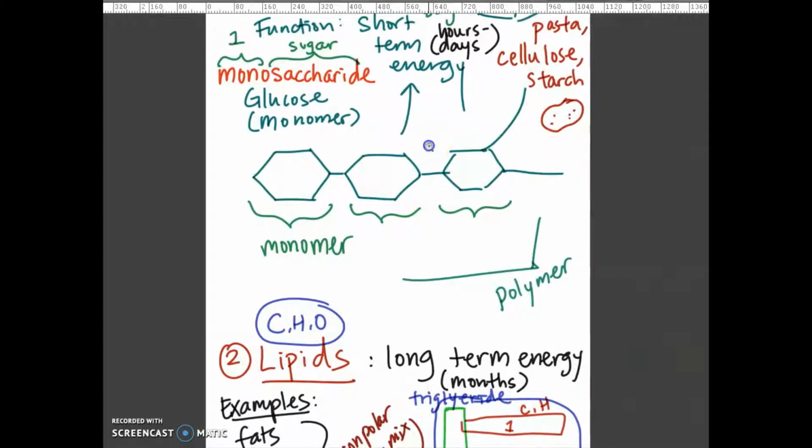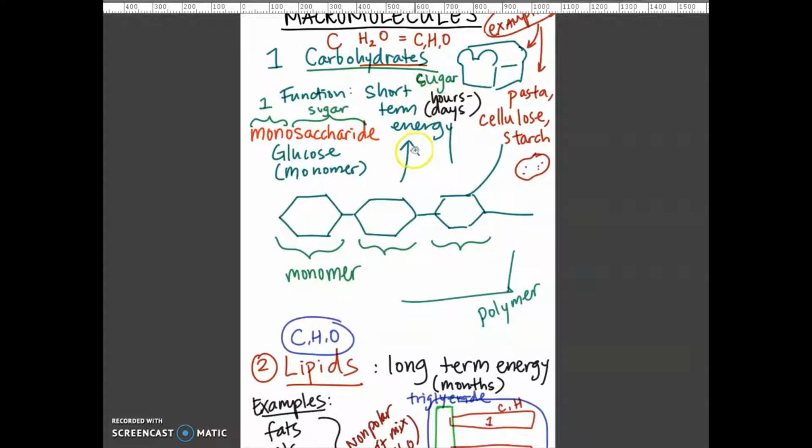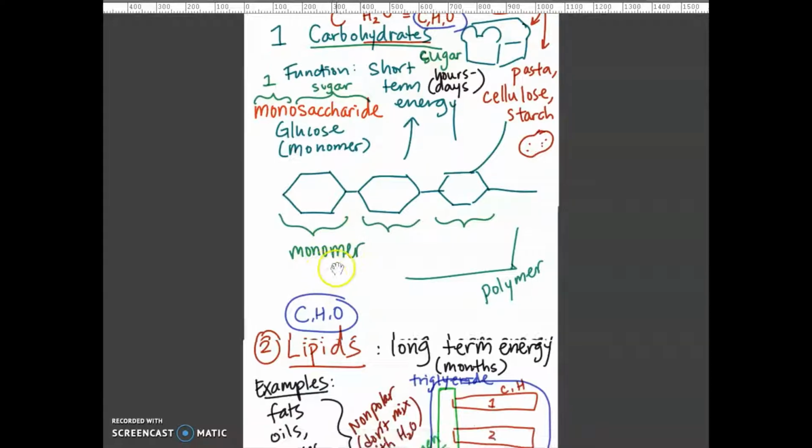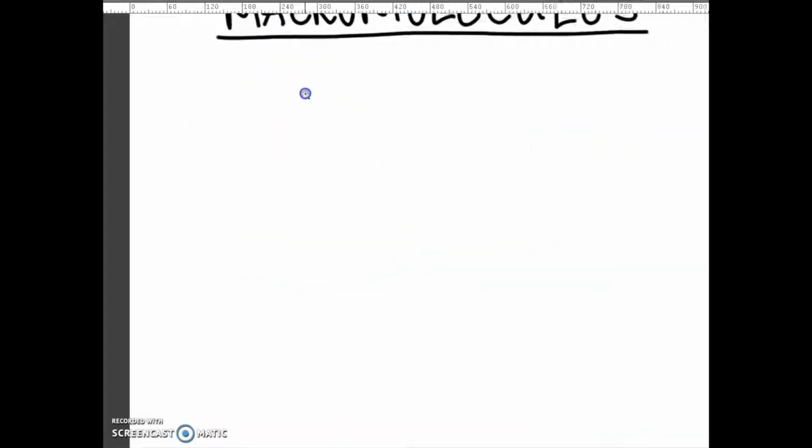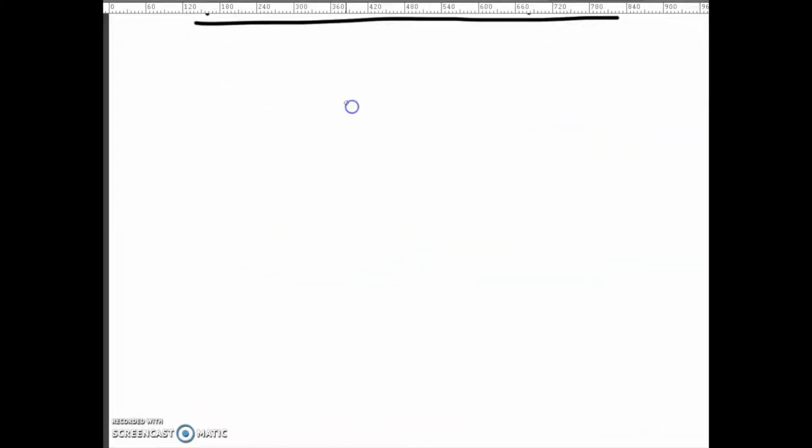Now your lipids in general are also going to have C's, H's, and O's as elements, which means they are exactly the same elements-wise as your carbohydrates. So just remember that the 2 that involve energy, short and long term, have both C's, H's, and O's. All of your energy-related molecules have C's, H's, and O's. Okay, now let's move on to your proteins.